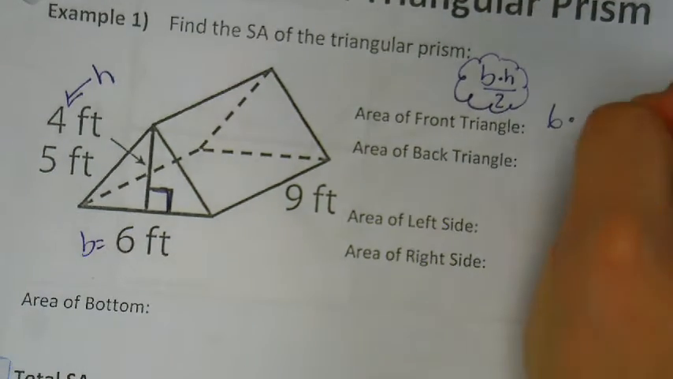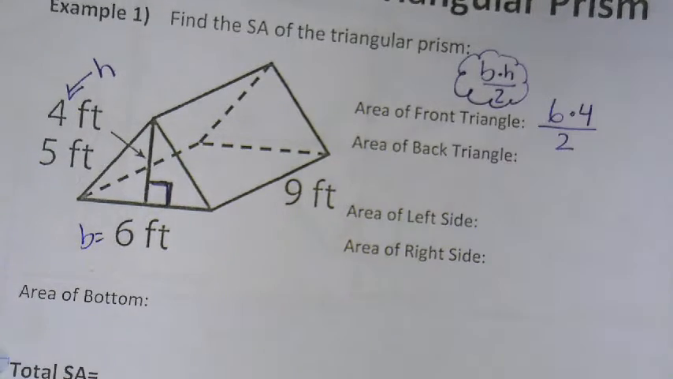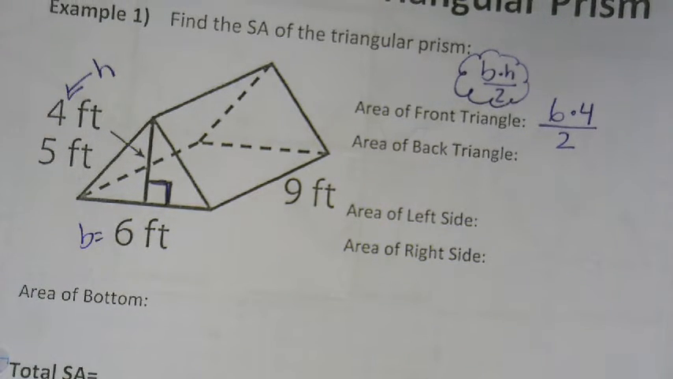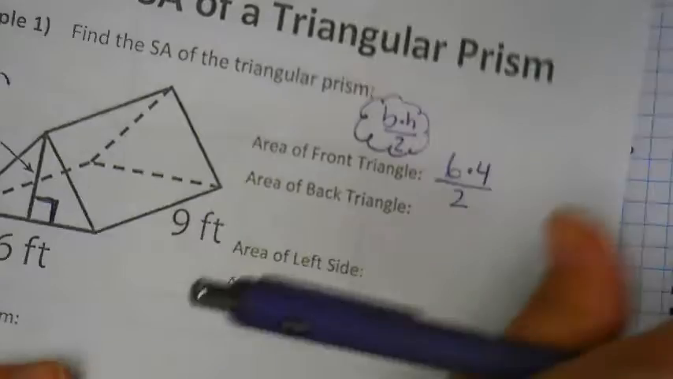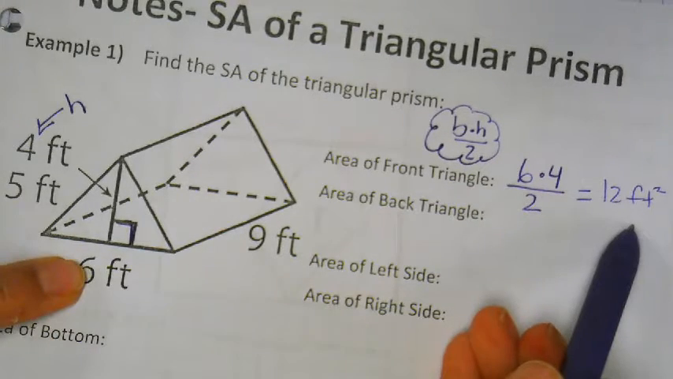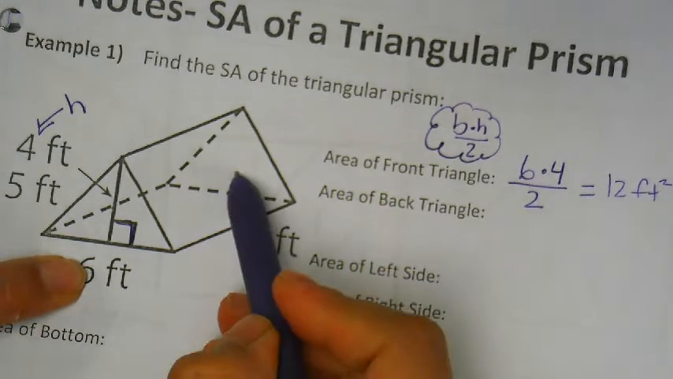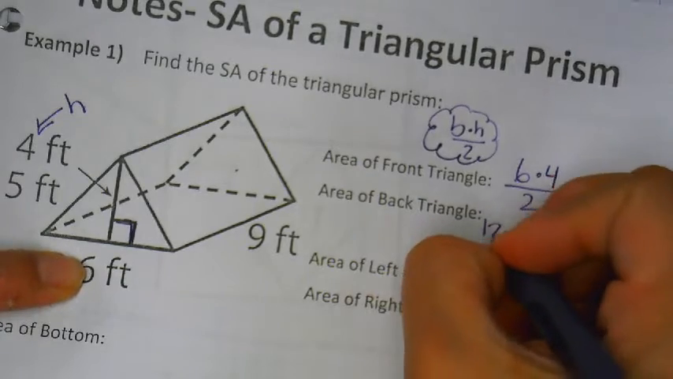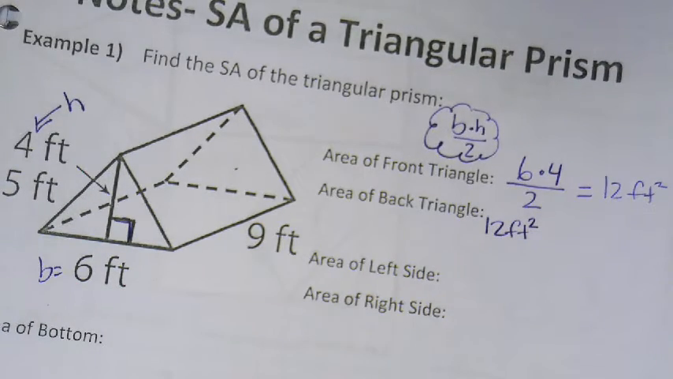So it would be 6 times 4 divided by 2. Why are we dividing by 2? Because it's a triangle. And since it's a triangle, we have to divide by 2. Okay, so write that down. 6 times 4 divided by 2. All right, kids, what is 6 times 4? 24. Divided by 2? 12. So this equals 12 feet squared. All right, so if the triangle in the front is 12 feet squared, guess what? The back triangle is 12 feet squared. The front is 12 feet squared, then the back is 12 feet squared.